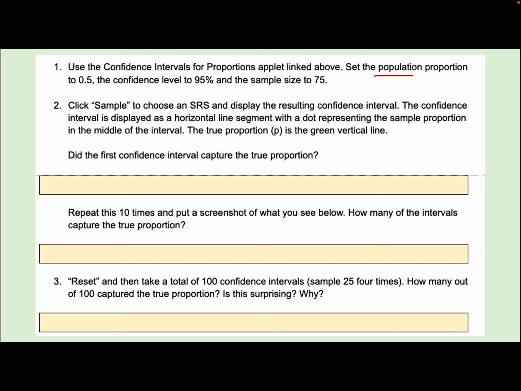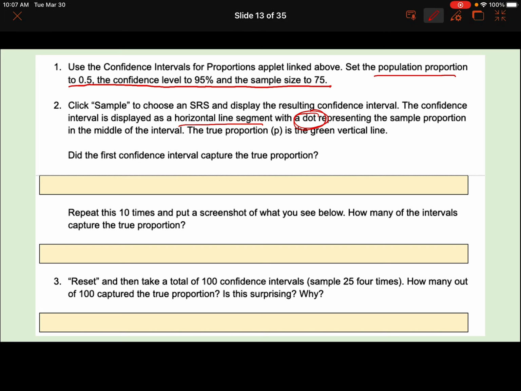Make sure you set the population proportion to 0.5, confidence level to 95%, and sample size to 75. Click sample, and then it'll show you the resulting confidence interval. The confidence interval is displayed as a horizontal line segment with a dot representing the sample proportion in the middle of the interval. The true proportion is the green vertical line. Did your first confidence interval capture the true proportion?